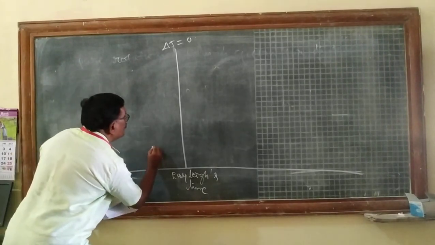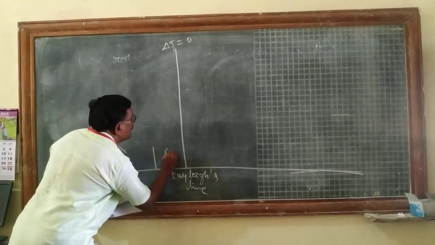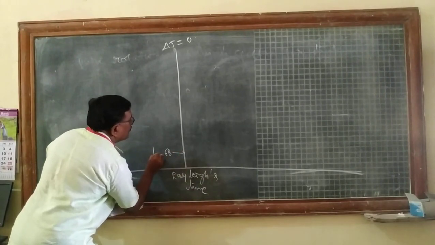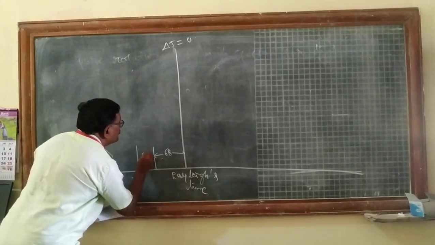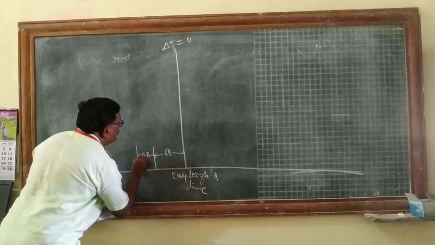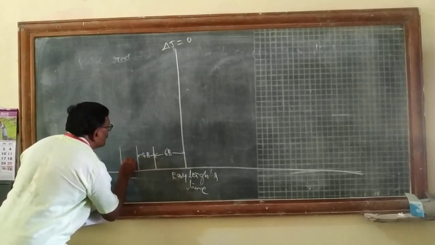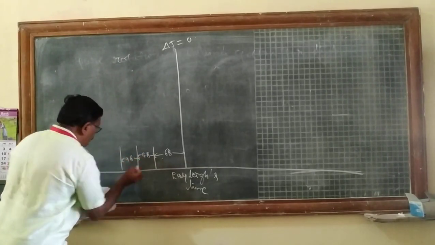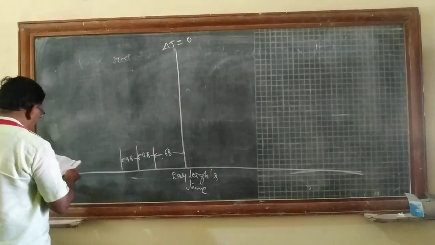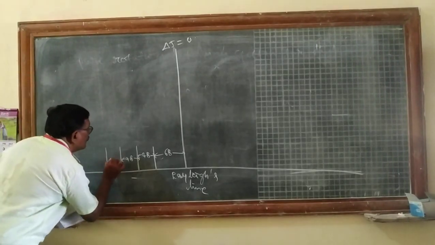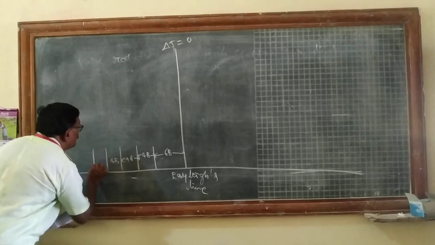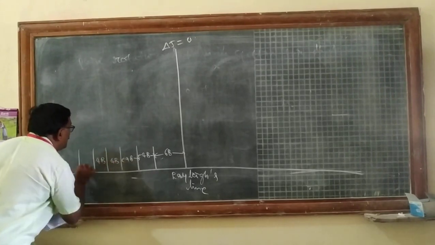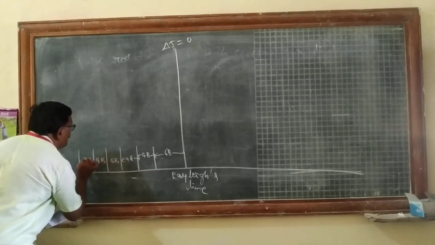And then next it will be 6B, the energy gap. This is 4B, this is 4B, this is 4B, and this is 4B.